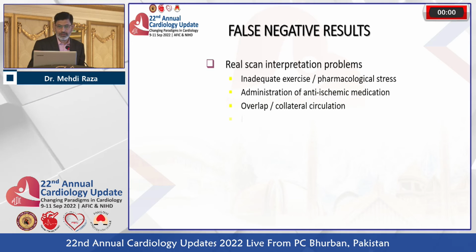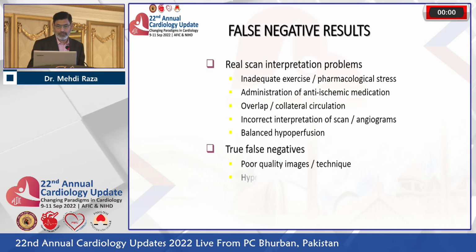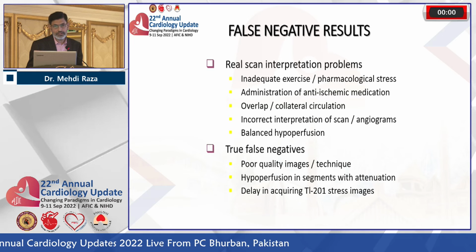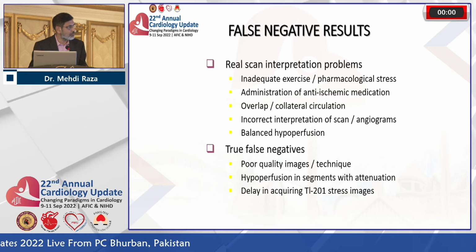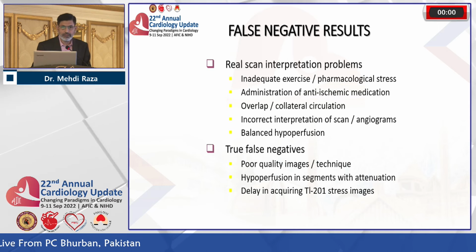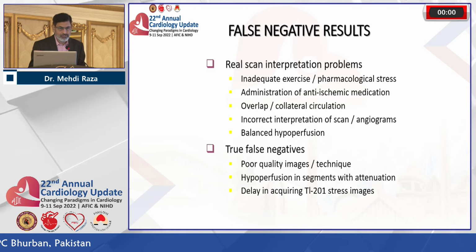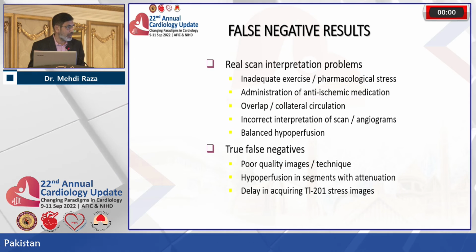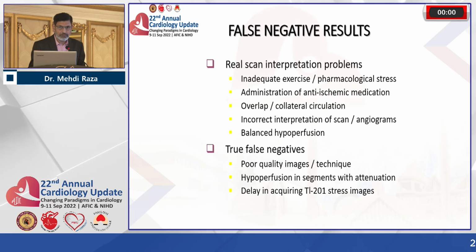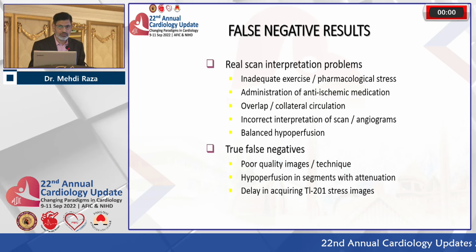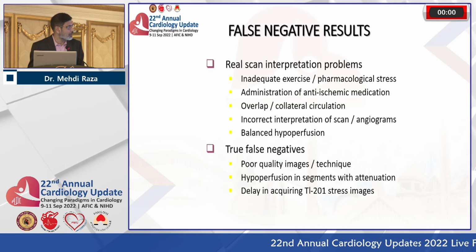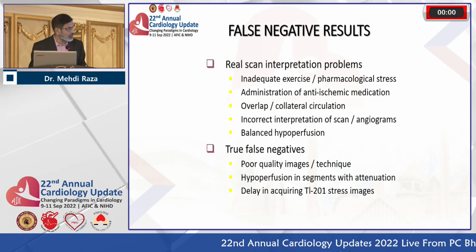False negatives can again be due to real scan interpretation problems, and they can be true false negatives. The real scan interpretation problems can be due to inadequate exercise or pharmacological stress, which is again a fact, keeps happening all the time because it needs continuous encouragement to the patient and motivation to the staff to carry out stress properly. Administration of anti-ischemic medication.